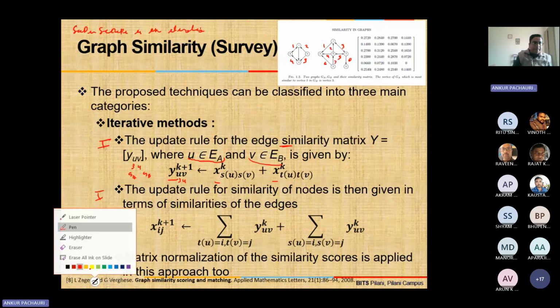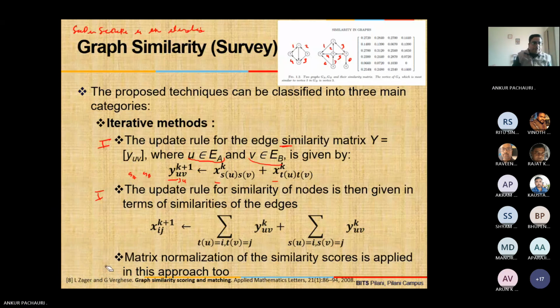Okay, let us take 3, 7 only. So this 3 is the edge of GA and 7 is the edge of GB. As this is a directed graph, what is the source of 3? Source of 3 is 4. 1, 2, 3, 4. Source of 3 is 4.